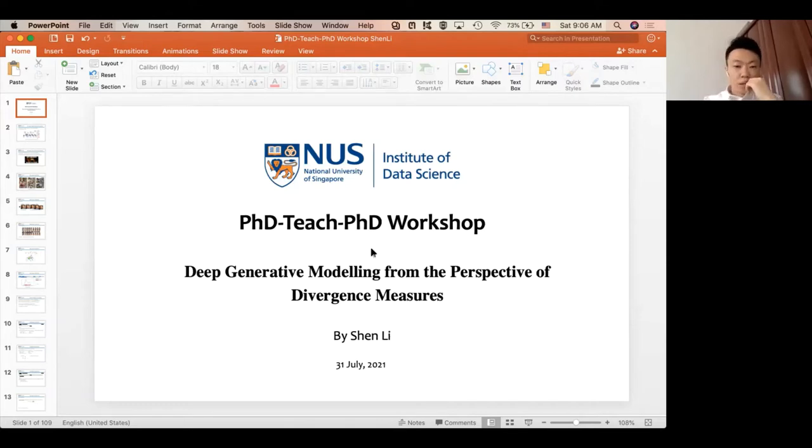Good morning, everybody. Welcome to this workshop. My name is Shen. I'm a second year PhD student, and my research interest is deep generative modeling with its application in computer vision. So today we are going to have a short tour on deep generative models from the perspective of divergence measures.